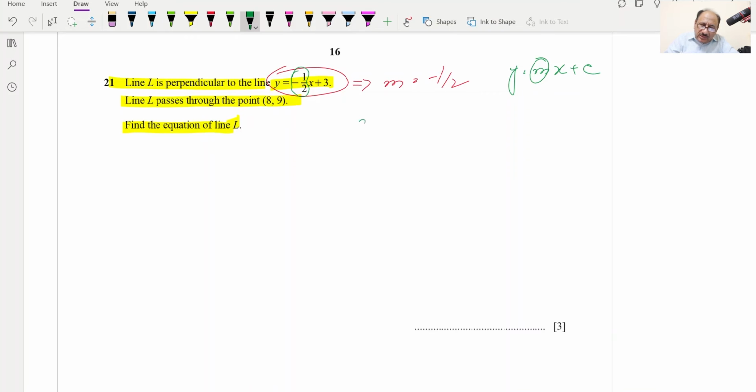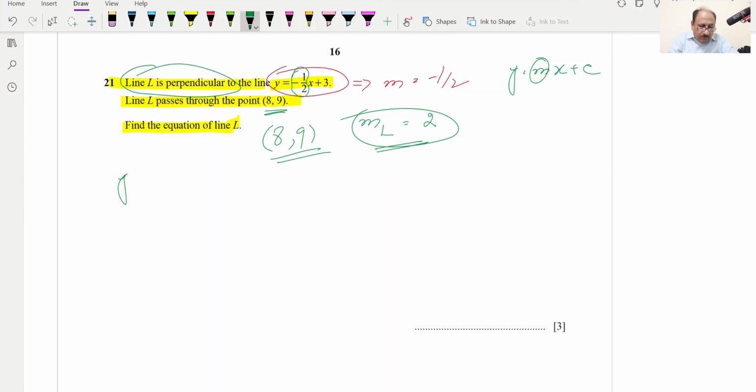Now we can take the gradient of L, the gradient of this line which is perpendicular to the given line will be equal to reciprocal and change sign, so it will be 2. So this gradient we will be utilizing, and we will be utilizing this given point which is 8 and 9. So these two things we will be utilizing and writing the equation, and equation is what? Equation in point slope form. Y minus y1 is equal to m into x minus x1.